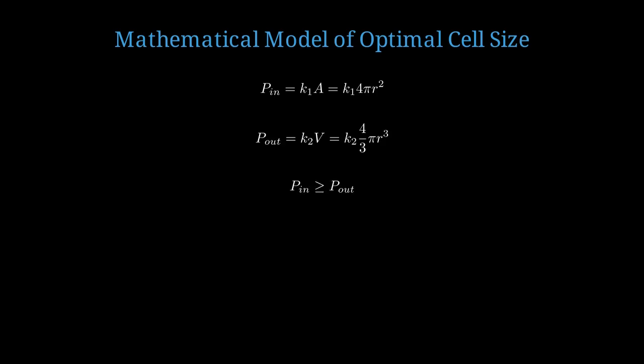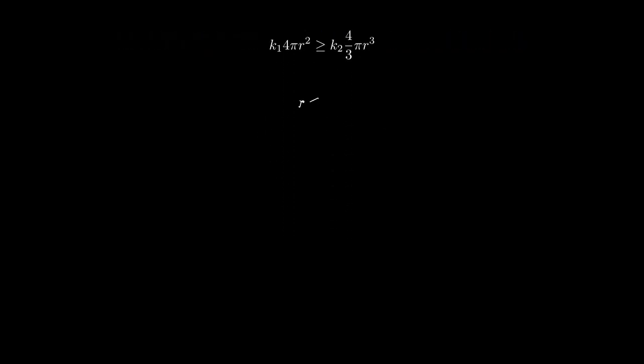For the cell to survive, nutrient uptake must be greater than or equal to metabolic consumption. This gives us K sub 1 times 4 pi r squared must be greater than or equal to K sub 2 times 4/3 pi r cubed. Solving for r, we get r must be less than or equal to 3K sub 1 over K sub 2. This gives us a maximum cell radius determined by the ratio of uptake to metabolic rate constants.